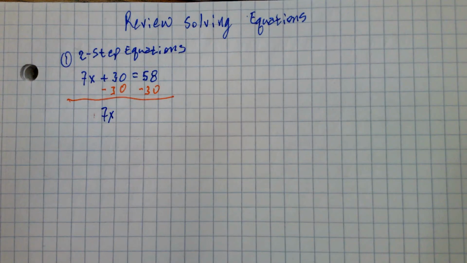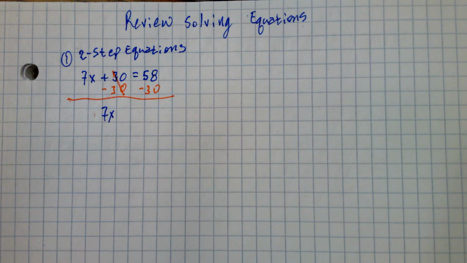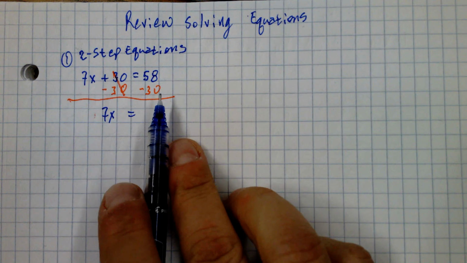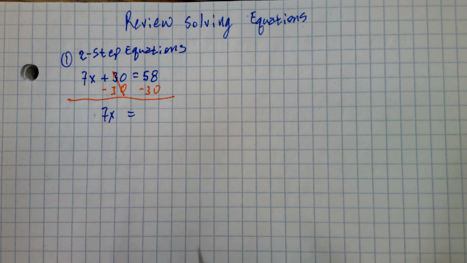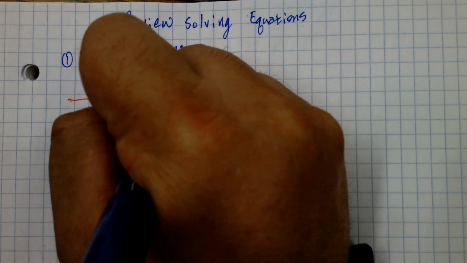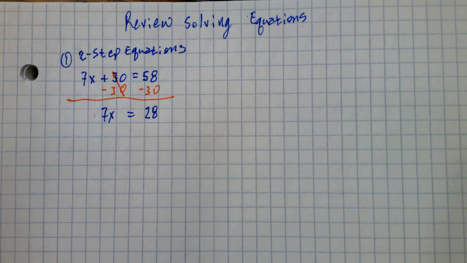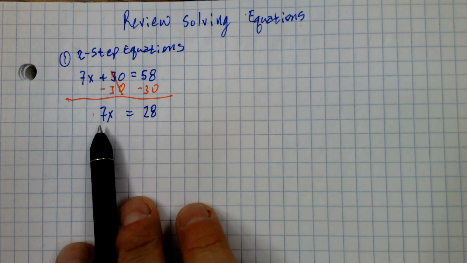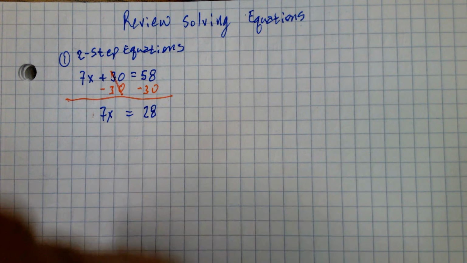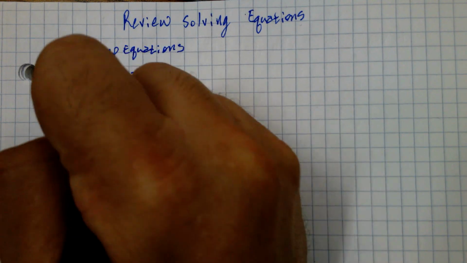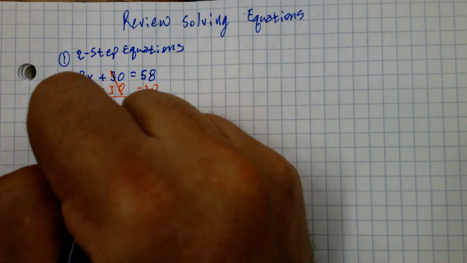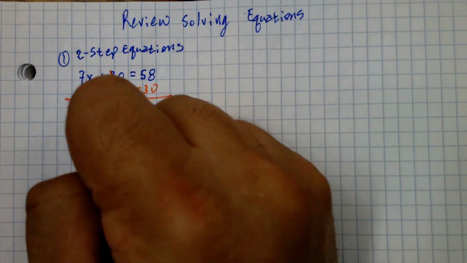And let's see what we have. We have 7x still. We can cancel 30 with negative 30. That's 0. And now we say, okay, we got 58, take away 30, or you could think of it as positive 58 plus negative 30. Either way, you get 28, right? And now we just want to get rid of this 7. So it's a coefficient, divide by 7. Okay, so we got x equals 28 divided by 7. We've got 4.